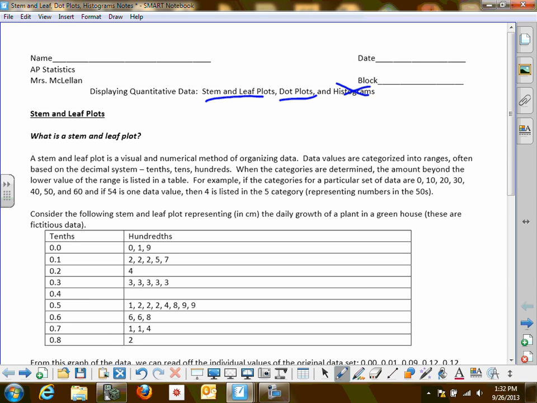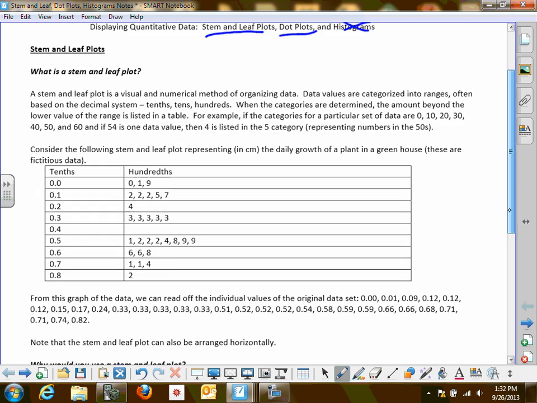Stem and leaf plots are another way to visually represent your data. A box plot is a quick representation. A stem and leaf plot is going to give us more specific information because we can tell what every single number is. So let's look at this. Here's a stem and leaf plot.